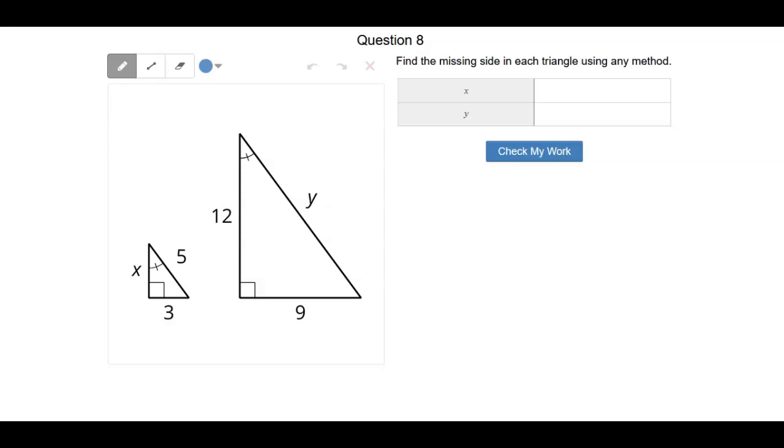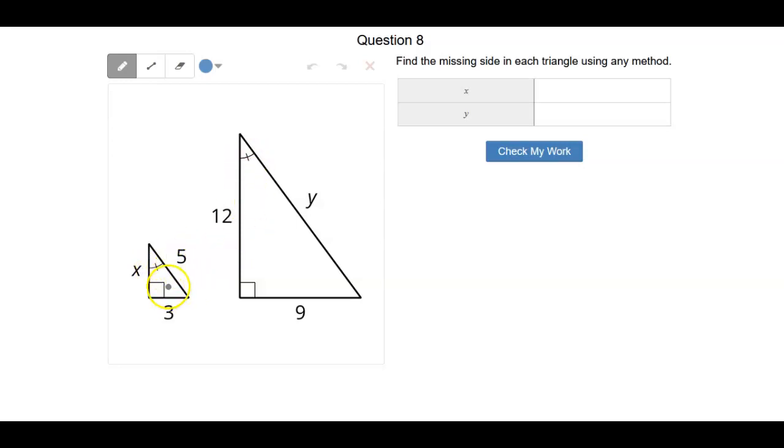Question 8, find the missing side in each triangle using any method. You can use the Pythagorean theorem, you can use similar triangles, you can use trig functions. It doesn't matter what you use. For me, I would probably use Pythagorean theorem.